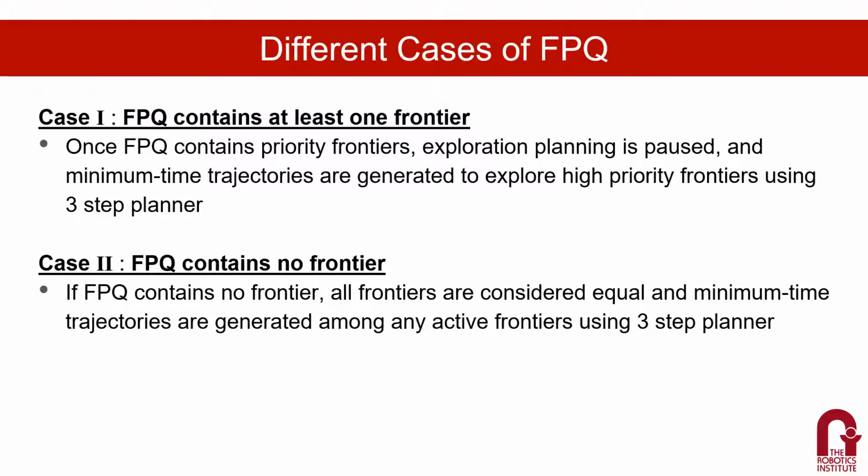Let's see different cases of FPQ. In case 1, let's suppose that FPQ contains at least one frontier. This means that exploration planning is paused and the informative planner is used to generate minimum time trajectories to explore high priority frontiers using the three-step planner. For case 2, if FPQ contains no frontier, using the exploration planner, all frontiers are considered equal and minimum time trajectories are generated among any active frontiers using the three-step planner.